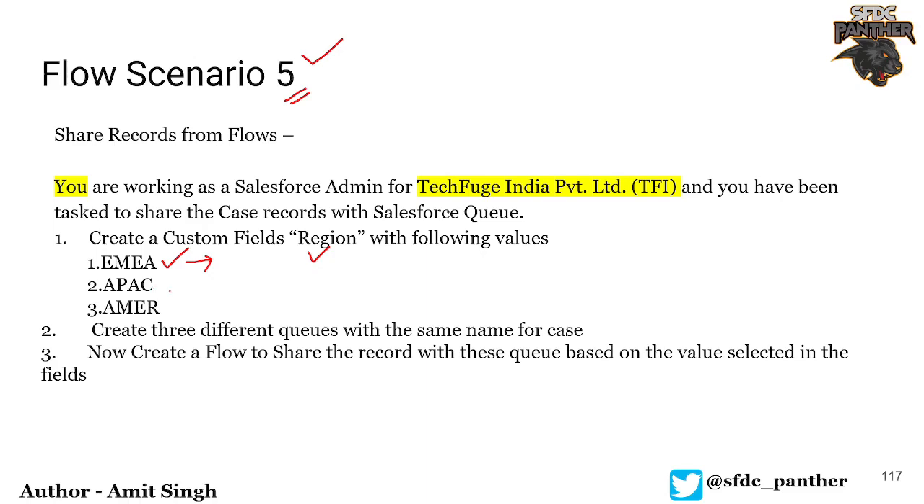If you have APAC, then again you need to share the record with the APAC queue. Similarly, you have the Americas region. So this is what you have to do as a high level scenario. That means you have to create a custom field on the case object, which is region, with these following values. Then you have to create three different queues for the case object, and then we have to create a flow in order to share these records.